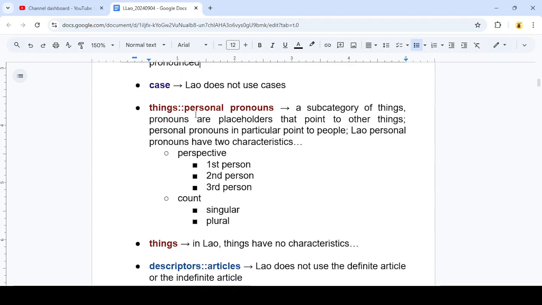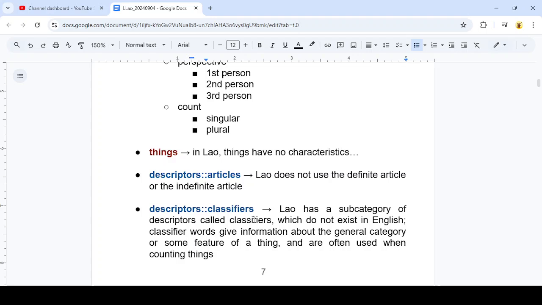Let's jump down to the Lao personal pronoun. So the Lao personal pronoun has two characteristics. It's got perspective and it's got count. Perspective, of course, is going to be first, second, or third person, and count is going to be singular or plural. In terms of things, Lao things don't have any characteristics, and basically that means that there's no spelling change for things in Lao. Which makes it easier.